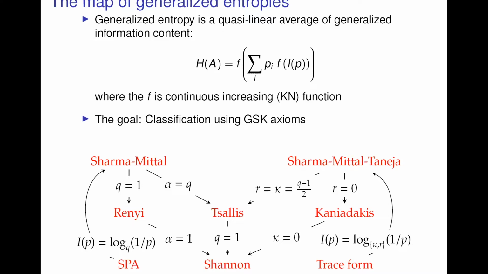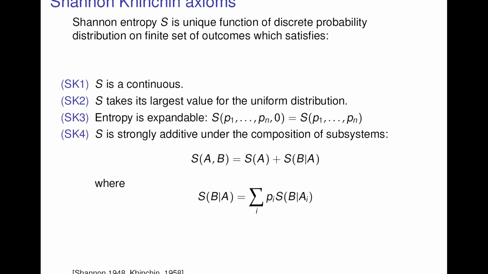So what we want to do now is to somehow classify these information measures to understand them better. And what is really interesting is that they share a lot of common properties, and one of them is particularly important and distinguishes between these entropies, which is pseudo-additivity, or more precisely, strong pseudo-additivity. And now I will show what I mean by that.